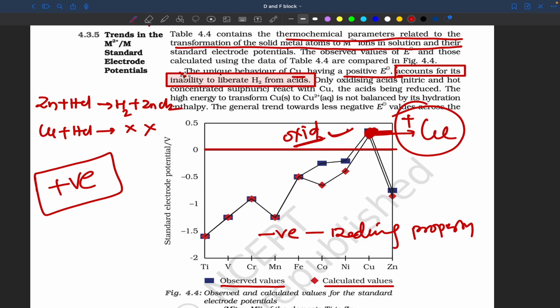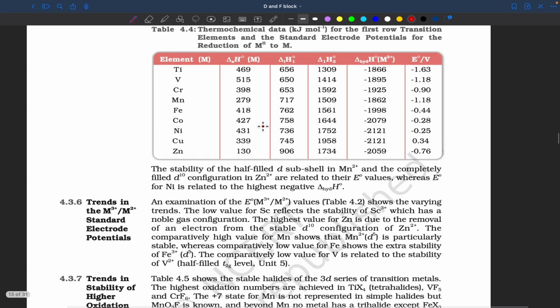So it shows inability. This question was asked in JEE, given as a statement. Only oxidizing acids, nitric acid and sulfuric acid, react with copper, the acids being reduced. The acids are reduced, no hydrogen gas is released here. Acids are reduced, not hydrogen is reduced. The high energy of transformation of copper solid to copper aqueous is not balanced by hydration enthalpy. The general trend is less negative electrode potential values, right? So these are E naught values.